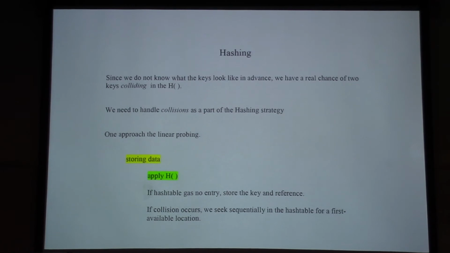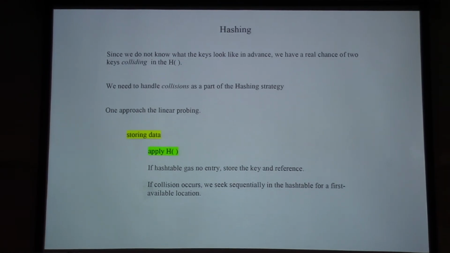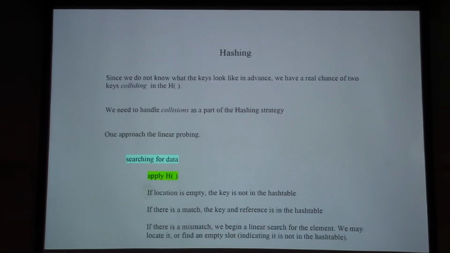Since we do not know in general what the keys look like, because the keys may be coming in real time, we have a real chance of two keys colliding. In the hashing function, we need to be able to handle collisions. Okay, how do we do that? One approach is called linear probing. Linear probing is very straightforward.